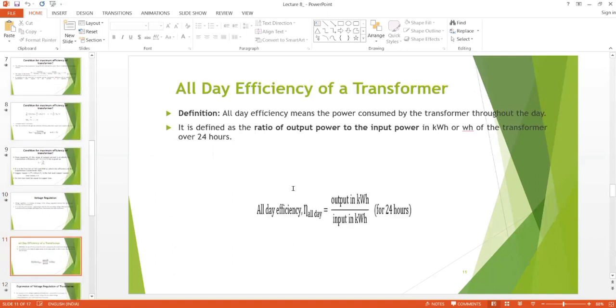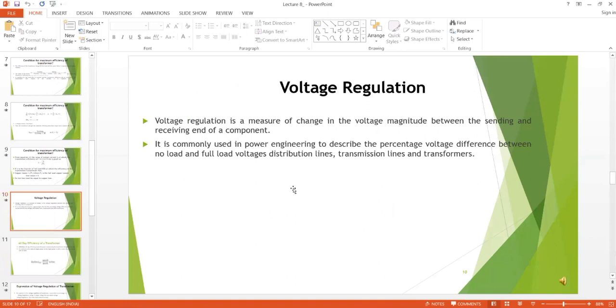Formula, you can see: V no load minus V full load divided by V no load. Please note it down. V no load minus V full load divided by V no load. That is how the voltage regulation is calculated, right?